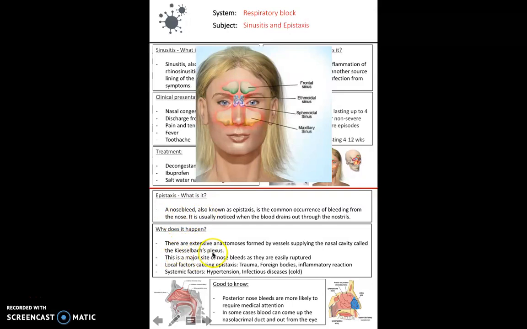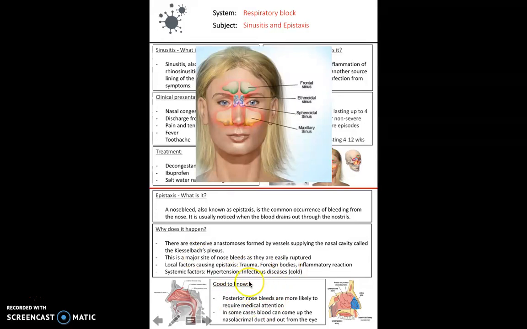occurs at the Kiesselbach's plexus, which is an area in the nose where there's extensive anastomoses of blood vessels, which supply the nasal cavity. Essentially, this is quite a large set of nosebleeds, particularly in children, when they're picking the nose, but also there are local factors which cause it, such as trauma, foreign bodies, and inflammatory reactions. And also you've got systemic factors such as hypertension and infectious diseases.